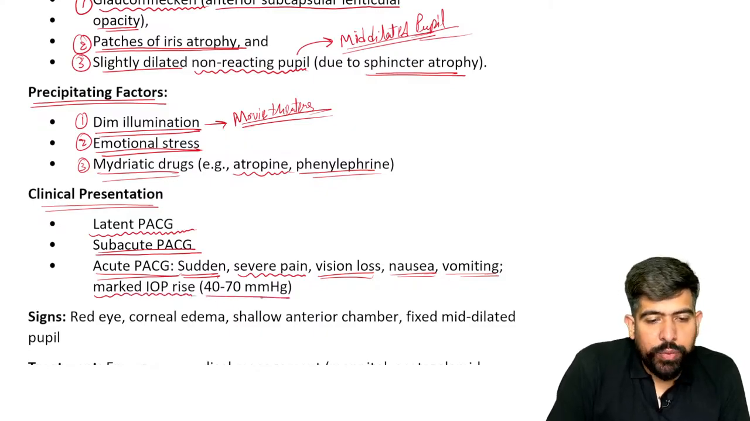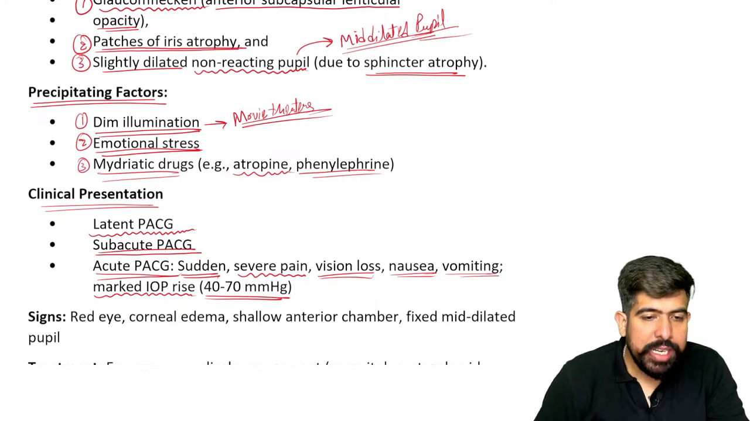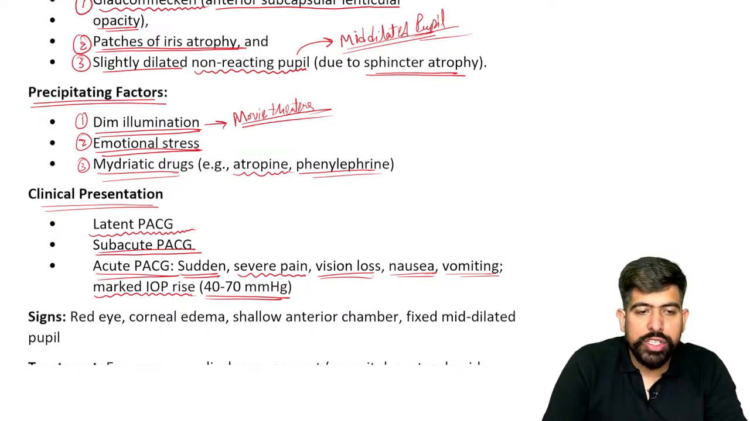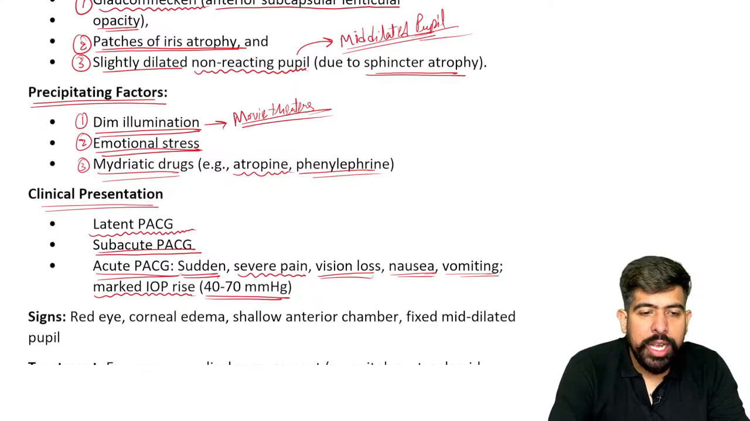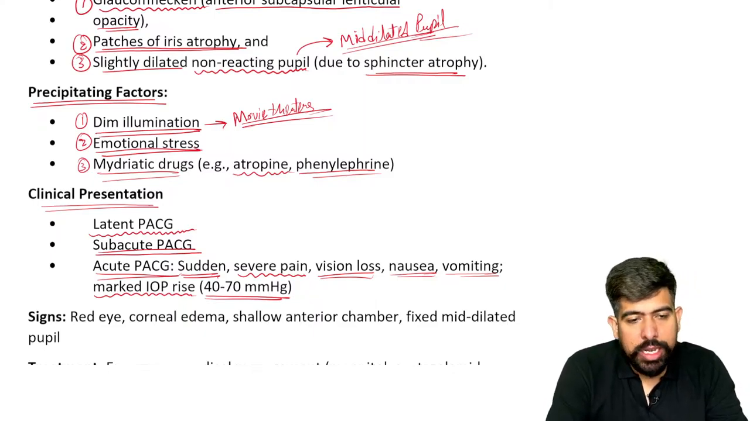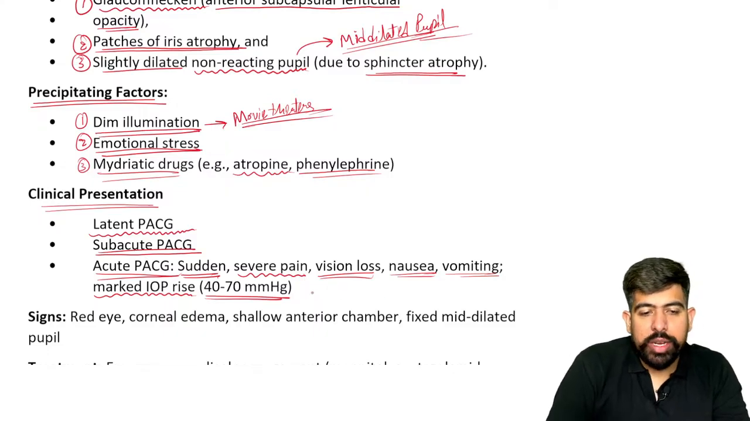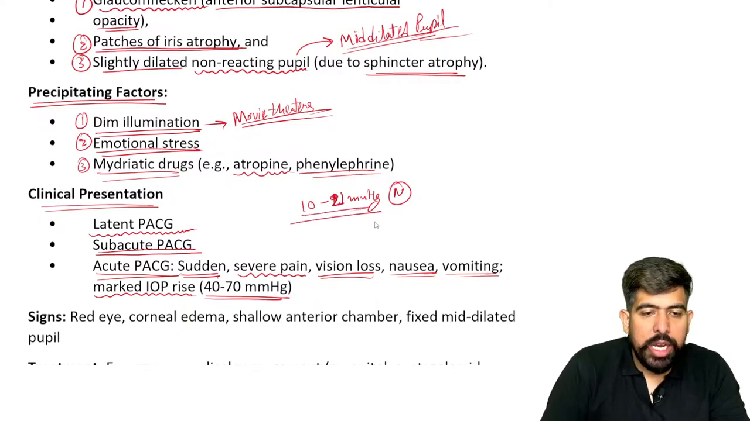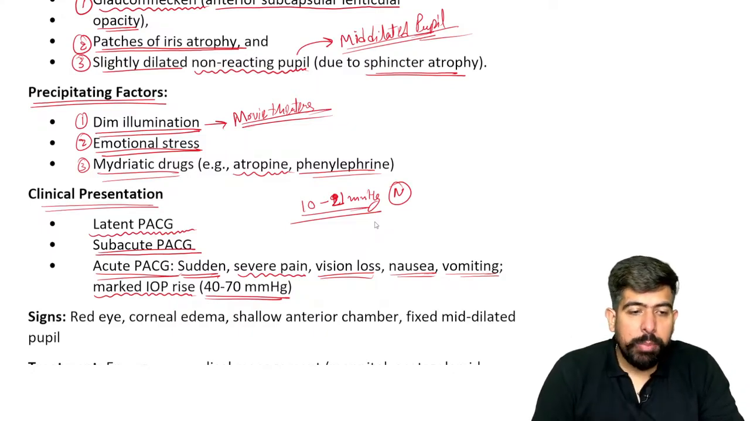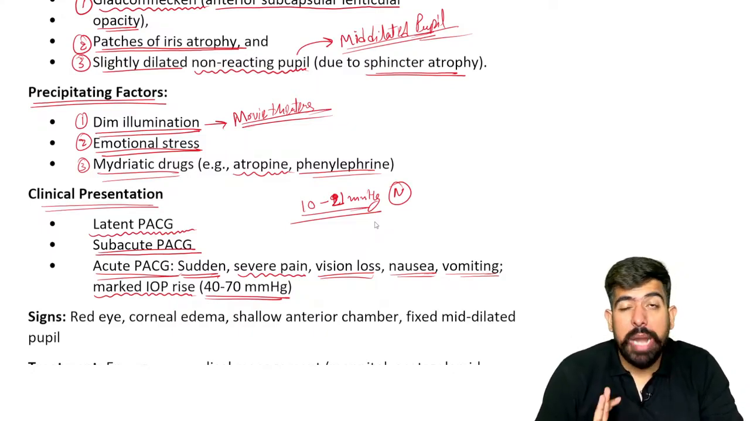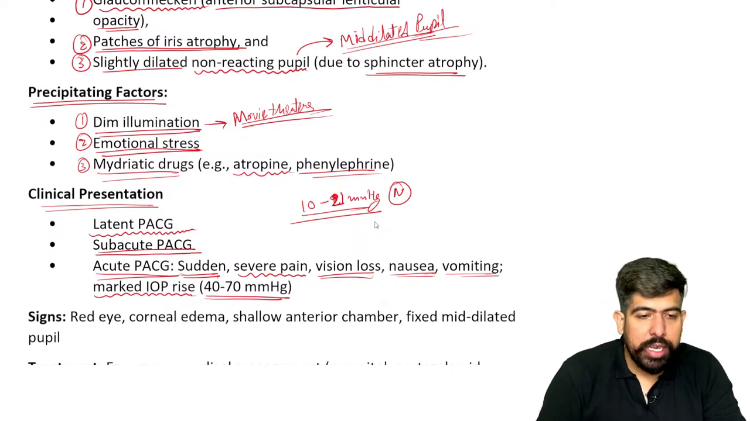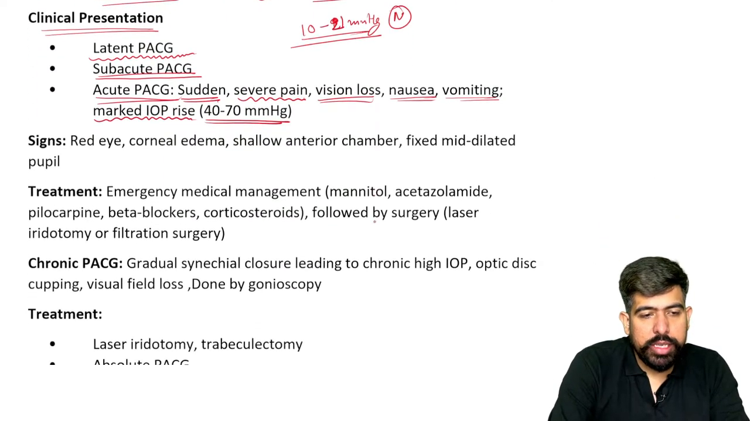It means it is 40 to 70 mmHg. Guys, I already told you the normal value of intraocular pressure. I hope you remember it. What is this? Right. This is 10 to 21 mmHg. I'm just writing it again here: 10 to 21 mmHg is the normal value, right? But if it is markedly increasing in acute primary angle closure glaucoma, near 40 to 70, what kind of signs will be seen there?